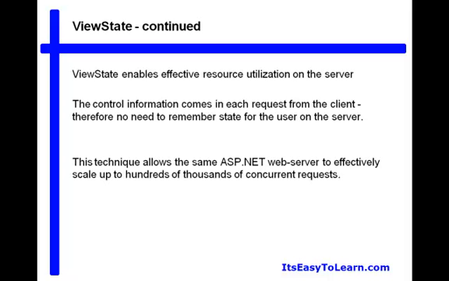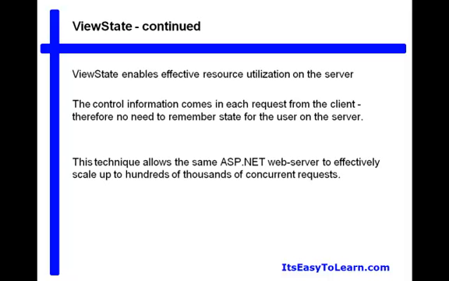View state enables effective resource utilization on the server. The server does not have to worry about maintaining state for hundreds and thousands of users, right? Because it knows that each control's information comes in each request from the client. This technique alone allows ASP.NET web servers to scale to hundreds and thousands of concurrent requests. Using this technique, your web application, if you use it correctly, can serve hundreds and thousands of users effectively without a problem. Okay. So what is view state? View state is a technique of maintaining state on the server.